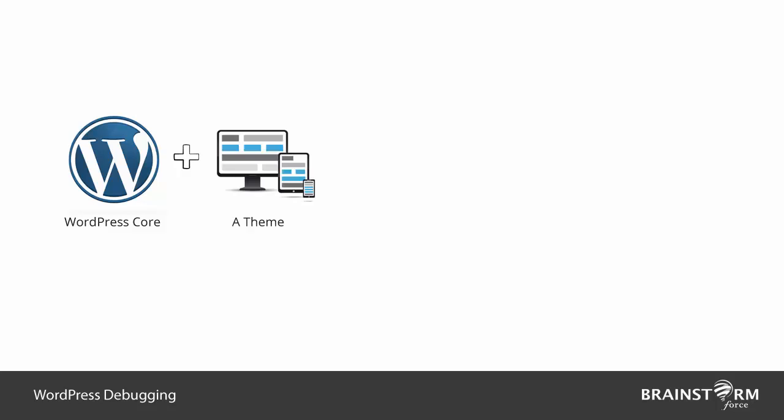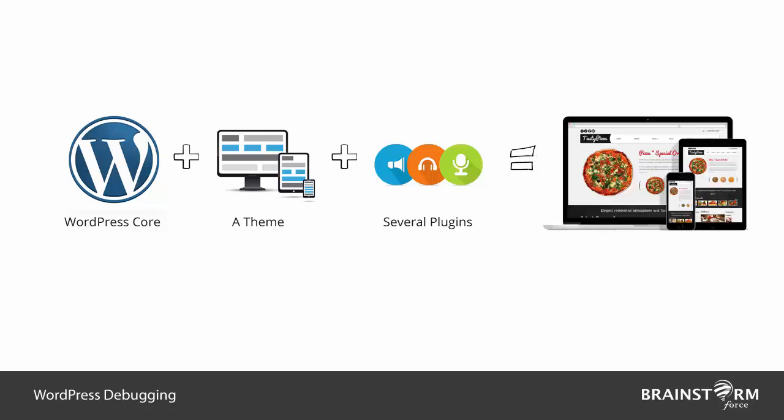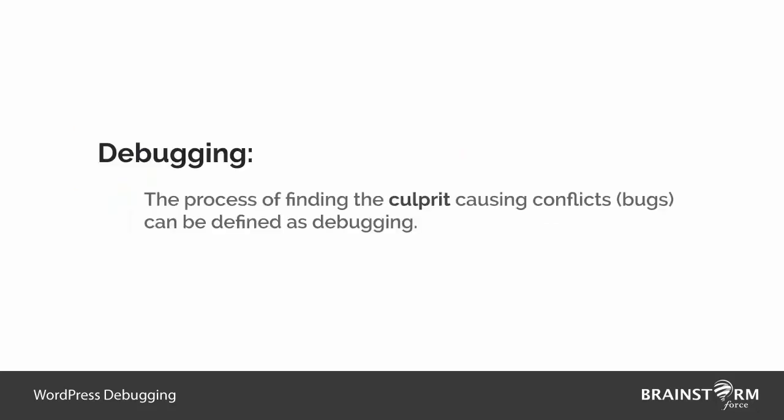As you know, WordPress is built of the WordPress core engine, a theme, and several plugins which come from different developers, different authors, and it is all combined together to form your website. So it is pretty natural that conflicts and errors can arise between these plugins and themes as they are coded by different people. So it is important to find the exact culprit which is causing the problem, and this process is known as debugging.